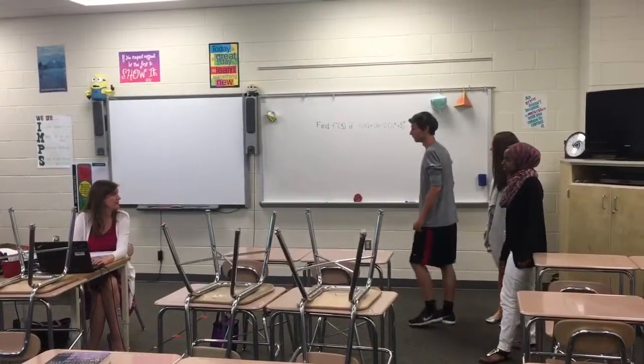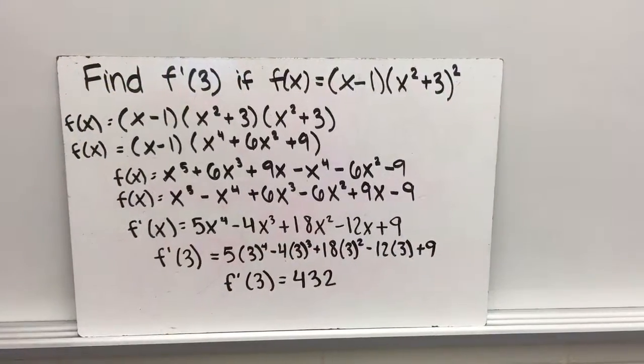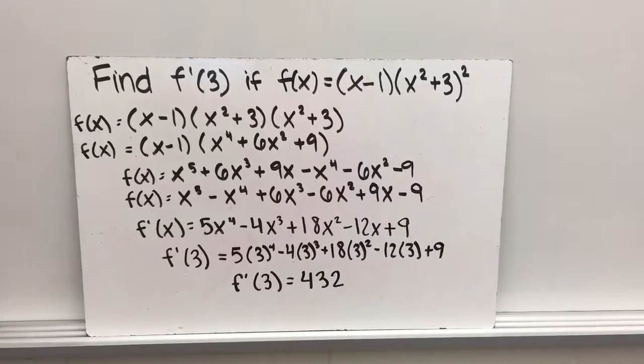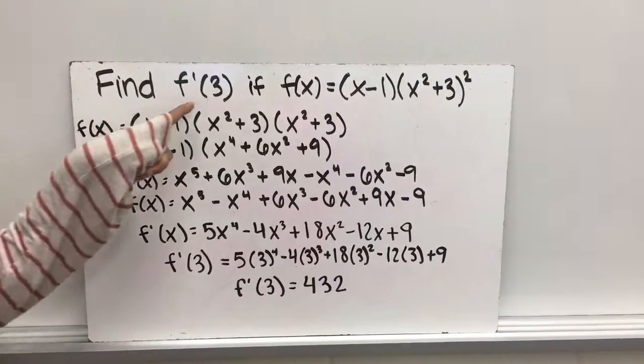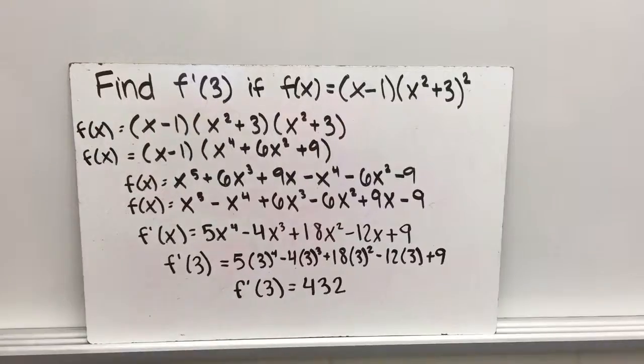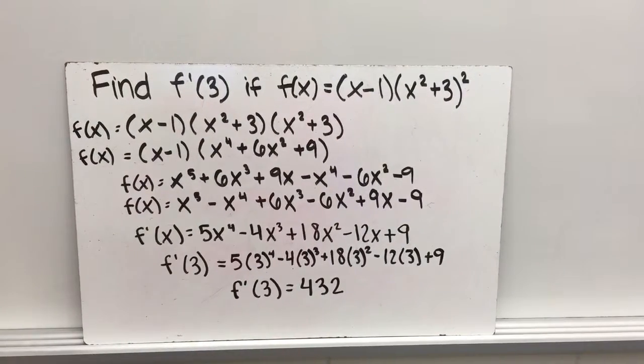Alright, we'll play your game. In order to escape the classroom, you must solve this equation. Find f prime of 3 if f of x equals (x minus 1) times (x squared plus 3) quantity squared.